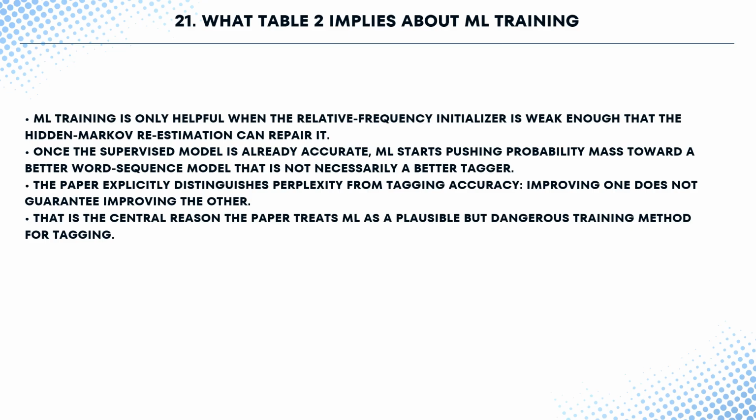This slide summarizes implications. ML training is only helpful when the relative frequency initializer is weak enough that the hidden Markov re-estimation can repair it. Once the supervised model is already accurate, ML starts pushing probability mass toward a better word sequence model that is not necessarily a better tagger. The paper explicitly distinguishes perplexity from tagging accuracy. Improving one does not guarantee improving the other. That is the central reason the paper treats ML as a plausible but dangerous training method for tagging.